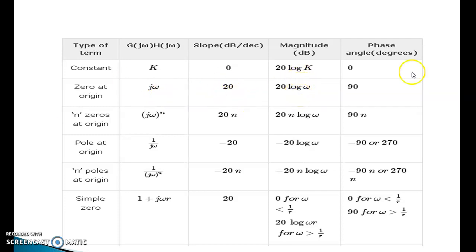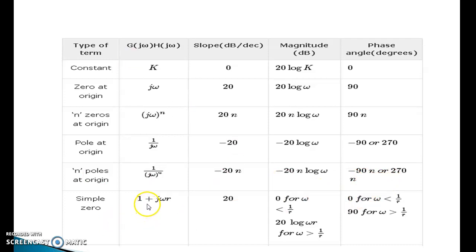A zero at origin, G(j omega)H(j omega) is j omega, slope is 20 dB per decade, magnitude 20 log omega, phase angle is 90 degree. N zeros at origin, (j omega) to the power n, 20n log omega, 90n. The pole at origin, 1 by j omega, slope minus 20, magnitude minus 20 log omega, phase minus 90 or 270. N poles at origin, 1 by (j omega) to the power n, minus 20n log omega, minus 90n or plus 270n.